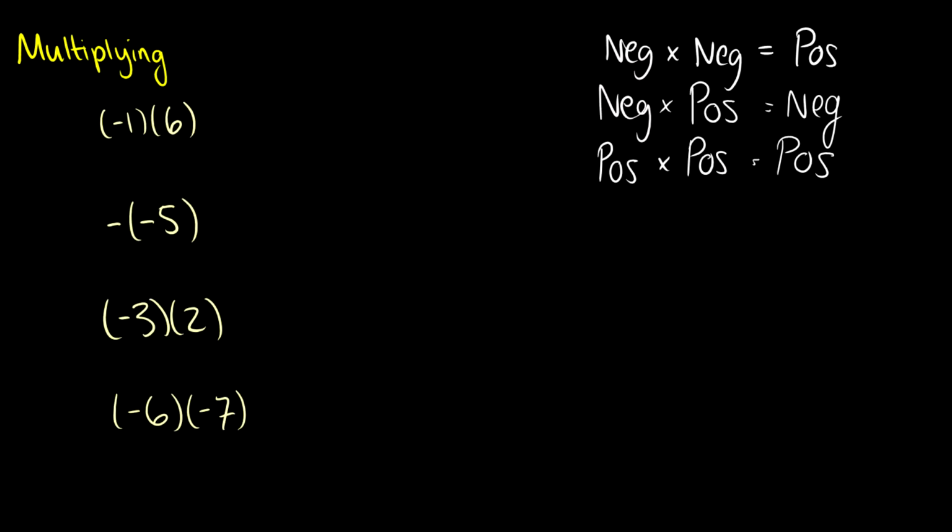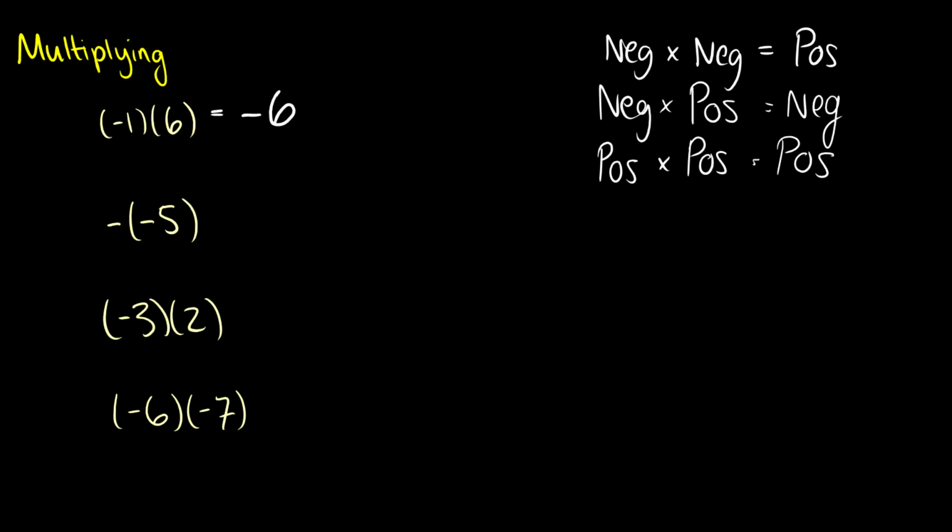So, in the first example here, we have negative 1 times 6. Well, what is 1 times 6? 1 times 6 is 6. And how many negatives do we have? Well, this is a negative times a positive, so the end result's going to be negative.